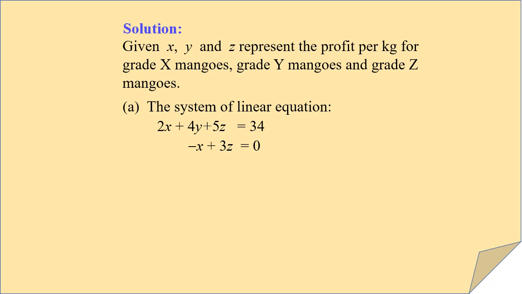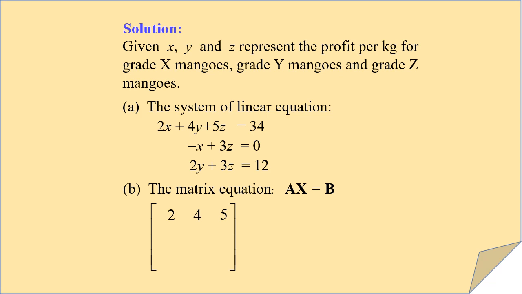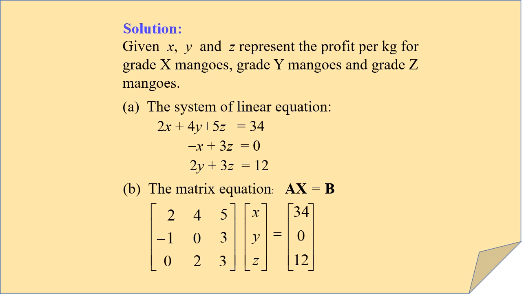Okay, because later we will change into matrix form. It will be easier for you. And the last one is 2y plus 3z equal to 12. So now for the next question, we need to find it in the form of a matrix equation, right? So what is the coefficient? So for the first line, we have it perfectly, which is 2, 4, 5. So it's easy for the first row. How about the second row? We don't have y, so it will be negative 1, 0, 3. And the last one, we don't have x. So the coefficient of x will be 0. So 0, 2, 3. And the variables will be x, y, z equal to the constants on the right side, which is 34, 0, and 12.